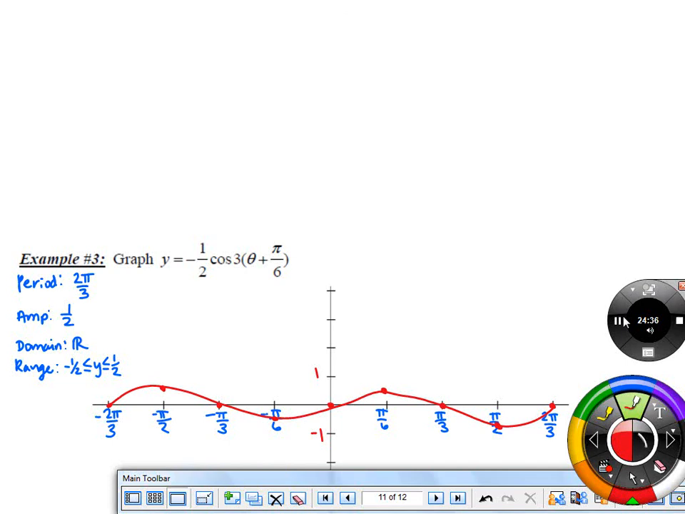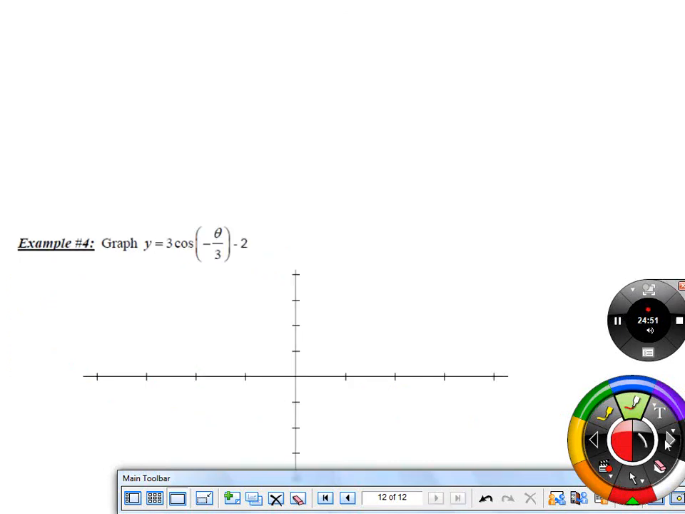If your scale is different, you should have other marks to note the places that those points are. The period should be 2 pi over 3. The amplitude 1/2. The domain is all reals, and the range is between negative 1/2 and positive 1/2. Okay? All right, try one more before you go.